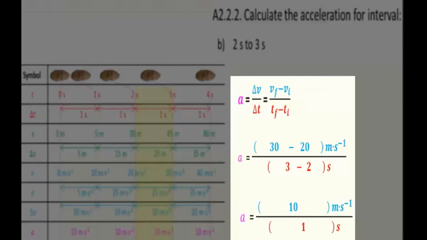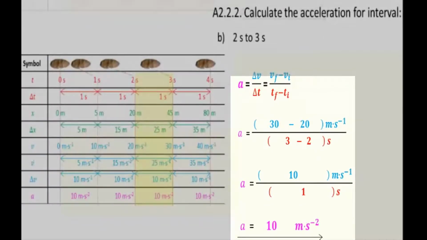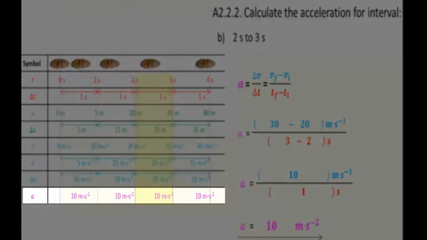So the acceleration is 10 meters per second per 1 second, 10 meters per second squared, which we know is the truth. For this free fall motion, the acceleration is acceleration due to gravity, 10 meters per second squared.